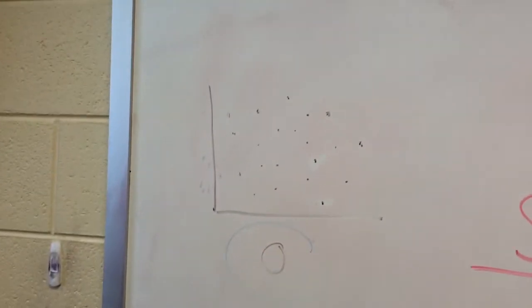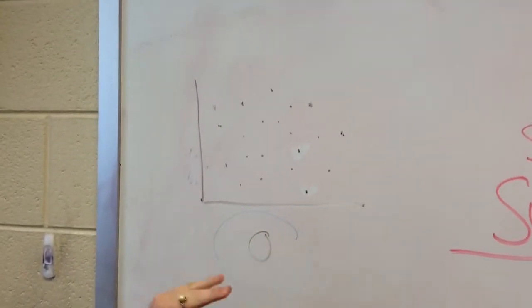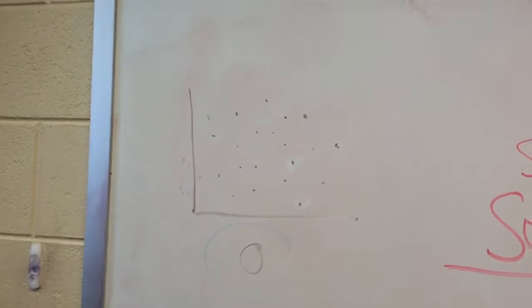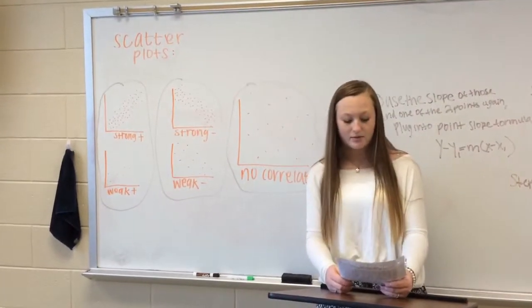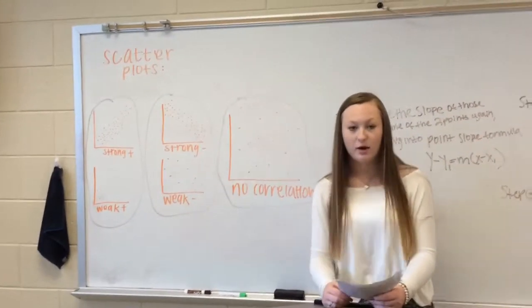This would be an example of a 0, which means that it has no line of best fit. You can't tell if it's increasing or decreasing because the points are just completely scattered throughout. Any questions? I'm talking about scatter plots, line of best fit, and linear models today.